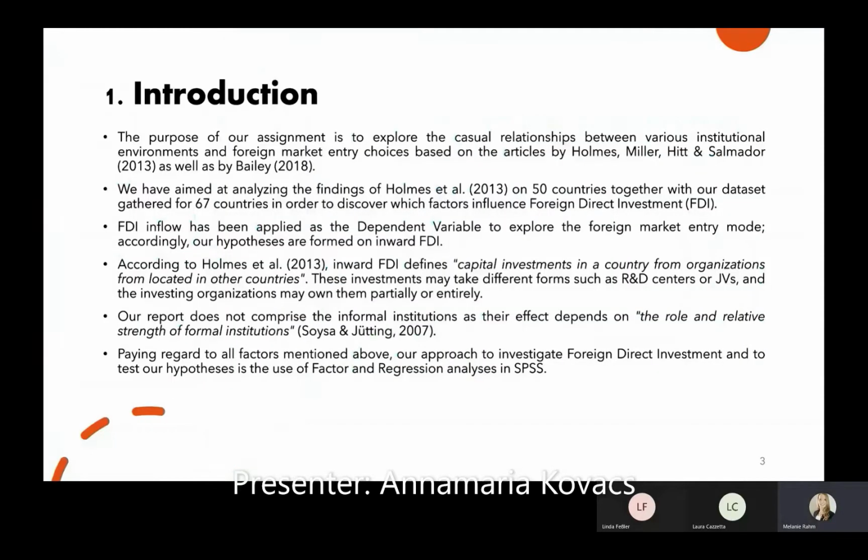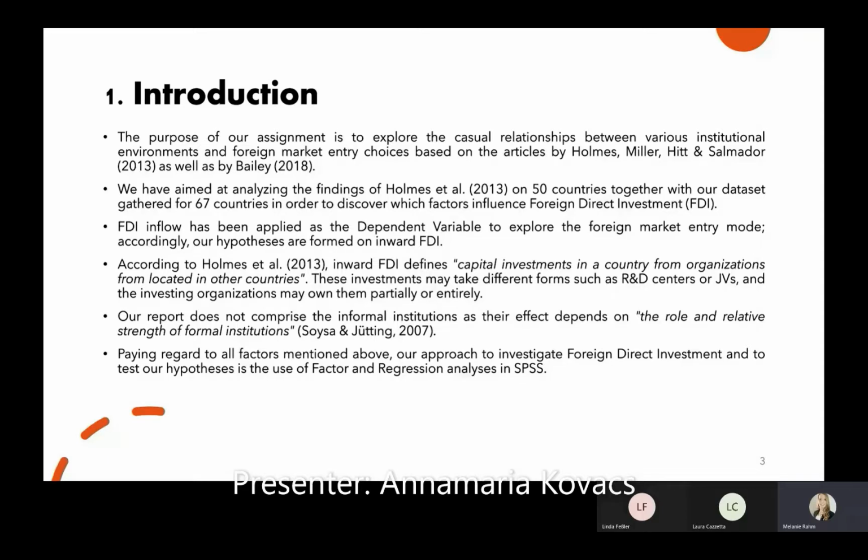As mentioned, the purpose is to discover the causal relationships between various institutional environments and foreign market entry choices based on the articles by Holmes as well as by Bailey. In order to explore which factors influence FDI, first we analyze the findings of Holmes on 50 countries together with our dataset that has been collected for 67 countries. Our hypotheses are formed on inward FDI, meaning that FDI inflow has been used as the dependent variable.